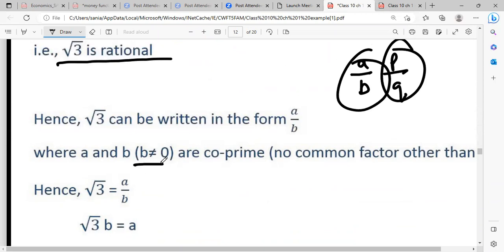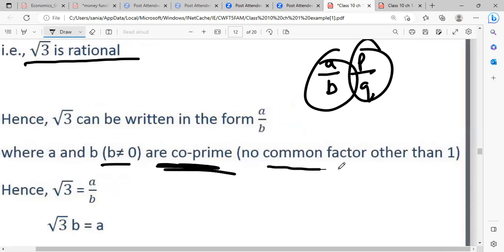And B should not be equal to 0, right? So here under root 3 can be written in the form of A upon B, where A and B are co-prime. Co-prime means that they are the numbers that will come in the table. A and B are co-prime and B should not be equal to 0. Co-prime means they don't have any common factor other than 1. You know co-prime, right?